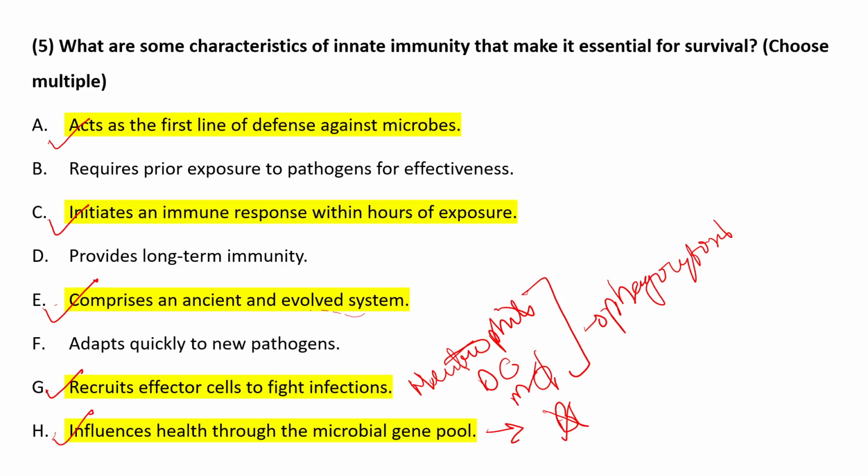So the wrong options are: it requires prior exposure to pathogens for effectiveness. No, this is the case for adaptive immunity. Provides long-term immunity. No, it provides very short-term immunity because it doesn't have any memory. That is the case of the adaptive immune system. It adapts quickly to new pathogens. No, it is non-specific in nature, so it has nothing to do with the type of pathogen. It responds in a uniform way to all types of pathogens. So these are the correct options for innate immunity.